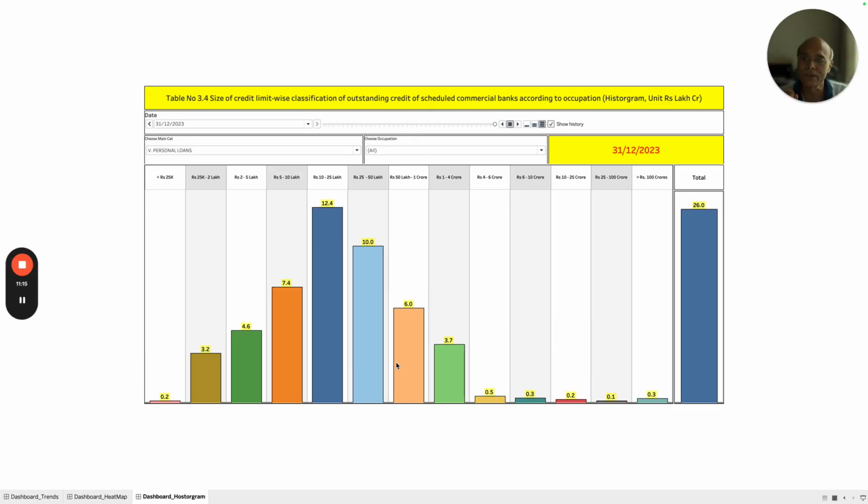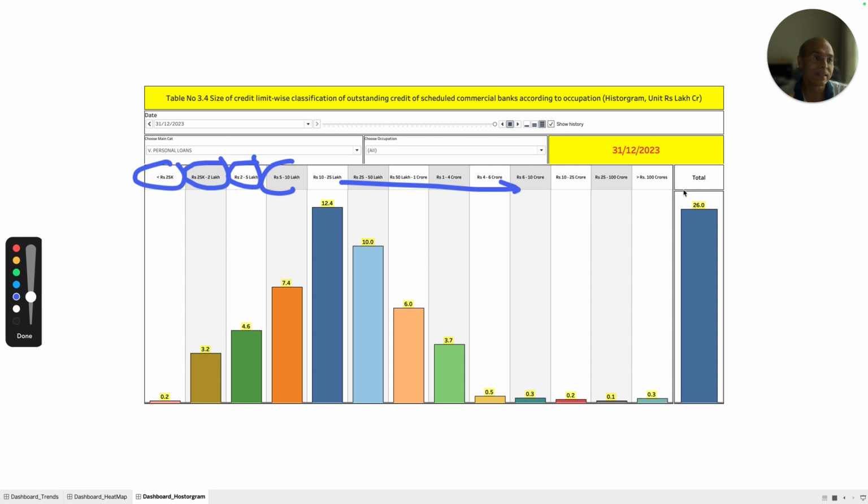Now let's look at one more dimension here. I have created a histogram, and this is going to be very interesting, by the way. If you look at this chart, you will notice a lot of insights coming up, because I'm going to break down this personal loan and run a simulation to show you what bracket of personal loans people are gravitating towards: less than 25,000, 25,000 to 2 lakh, 2 lakh to 5 lakh, 5 lakh to 10 lakh. These are the various categories of personal loans, and this is the total.